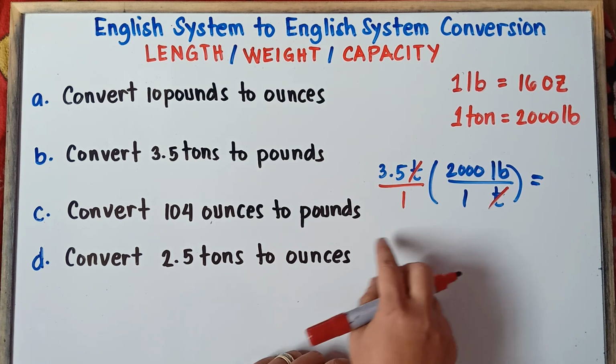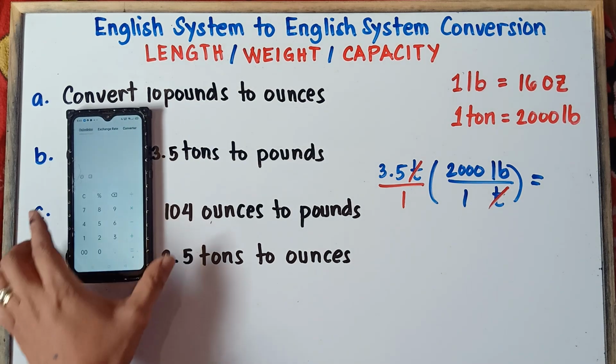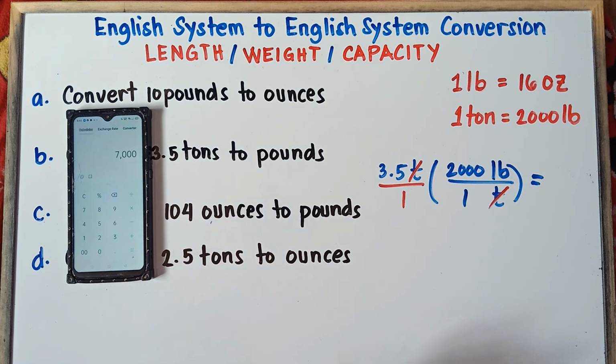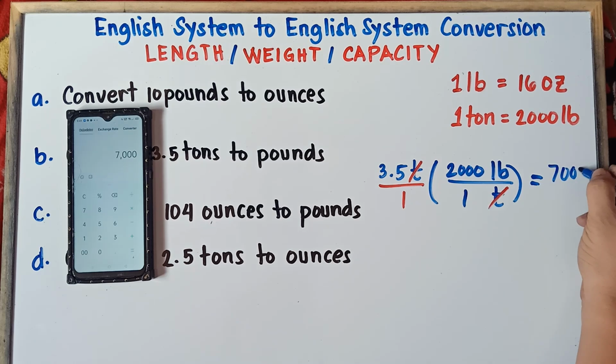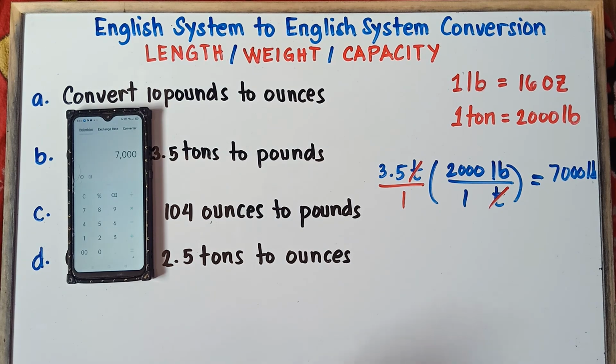That's the same with 3.5. And then simply multiply the numerators. Alright, so use your calculator. 3.5 times 2,000. The answer is 7,000. Do not forget the units, pounds. Alright, 7,000 pounds. We don't have enough space.